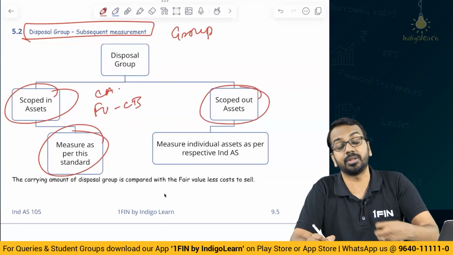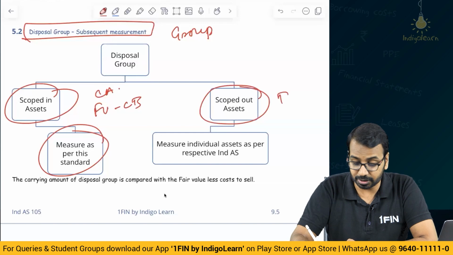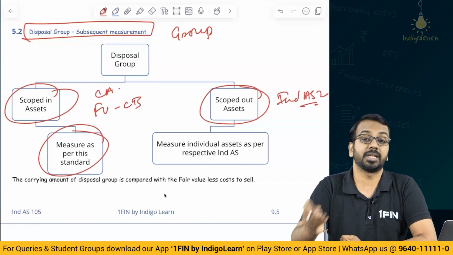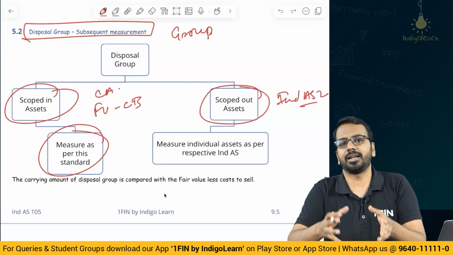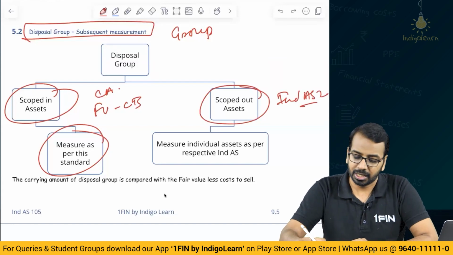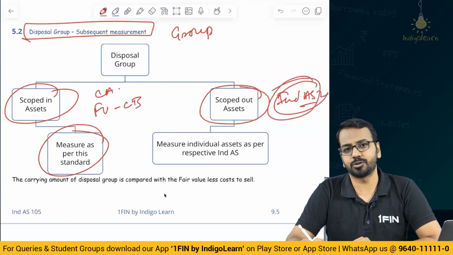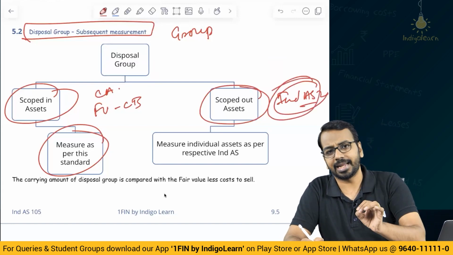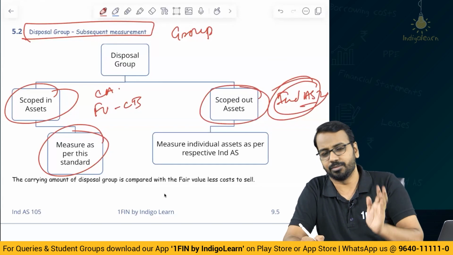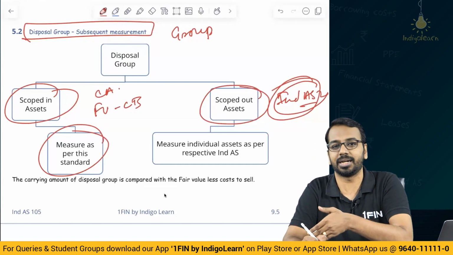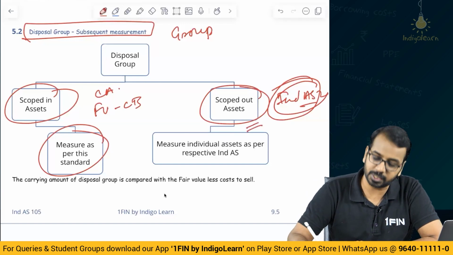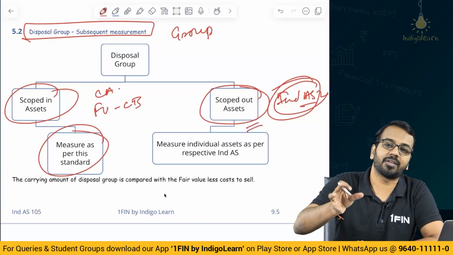Other assets, for example, the disposal group has inventory, you will measure that as per IndAS 2 as per the respective standard. Then all put together you will see what is the final amount that you will be showing in the balance sheet. Now, if there is an inventory which is as per IndAS 2, then what will you do? You will measure it at lower of cost or net realizable value. Now, net realizable value also is similar to your fair value less cost to sell, right? Then you will measure it as per respective standard and then see what is the final amount to be shown in the balance sheet.